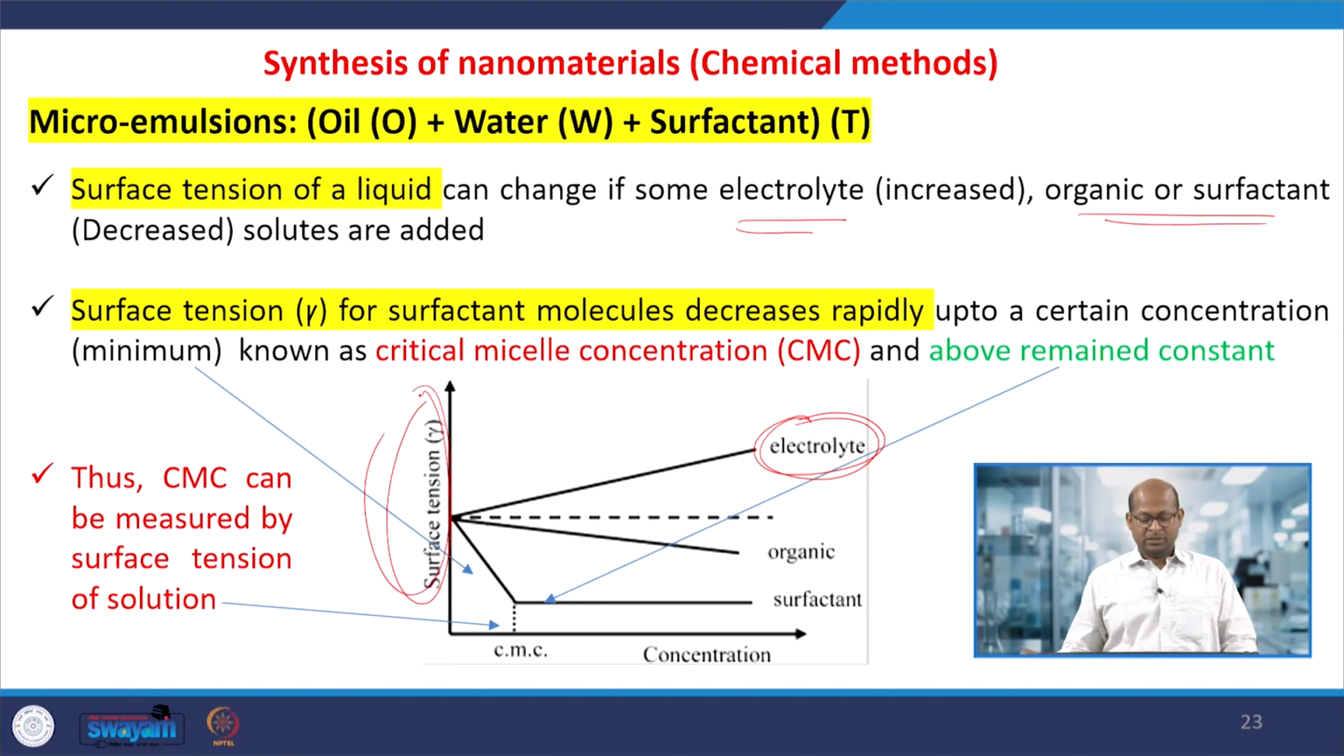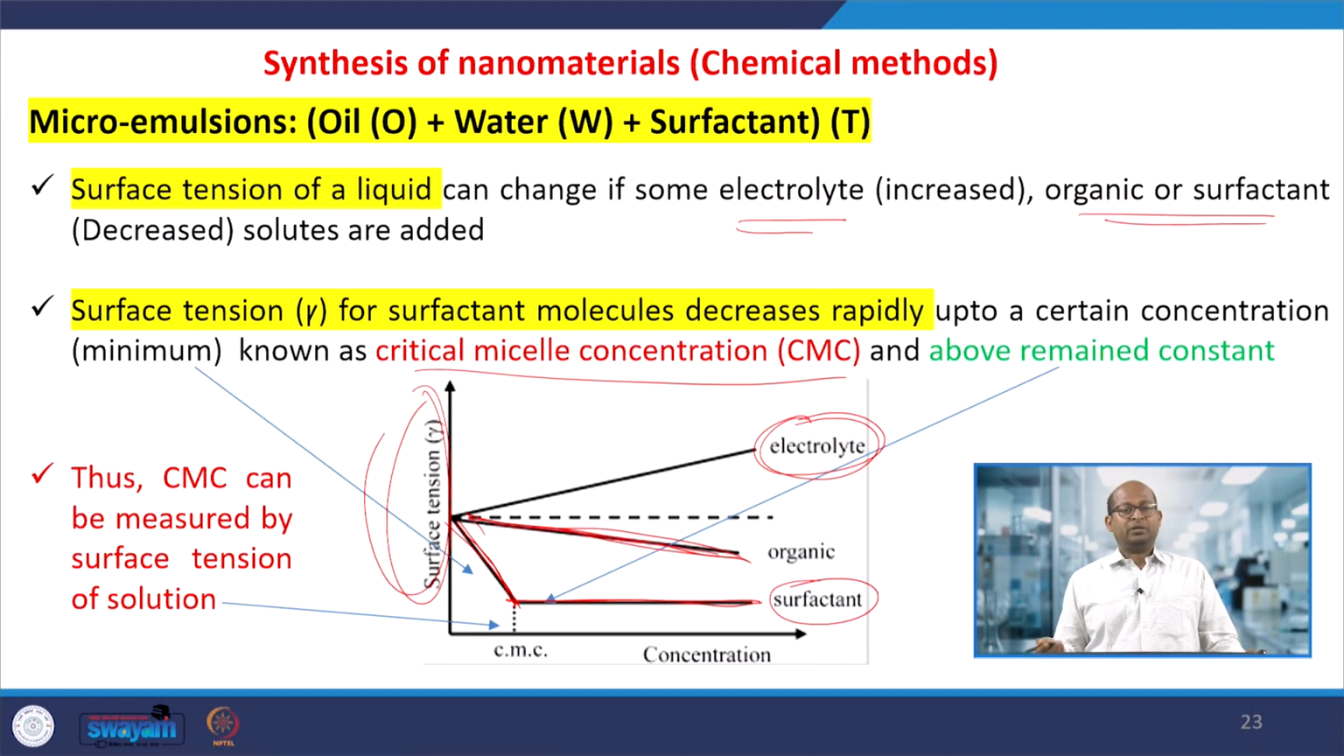If we use surfactants, the surface tension of the solution gradually decreases up to the CMC, the critical micelle concentration, and after that the surface tension remains almost constant. There is no change in surface tension by further increasing the surfactant concentration. And if we use organic molecules or organic solvents, that also decreases the surface tension, not significantly, but it also has a role in decreasing the surface tension of the solution.